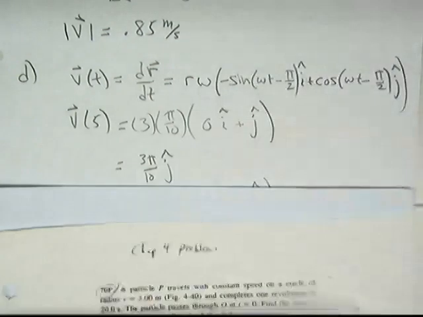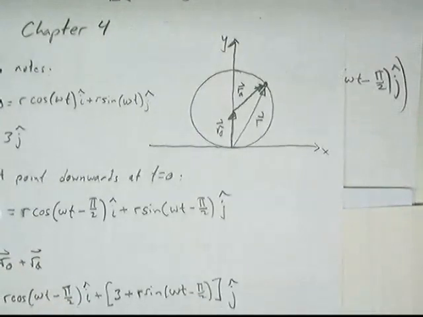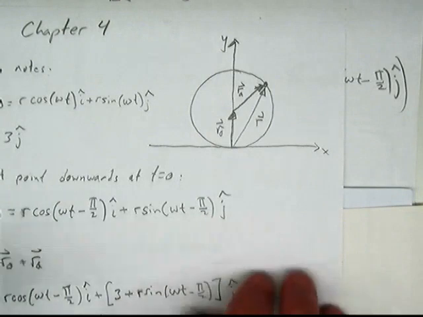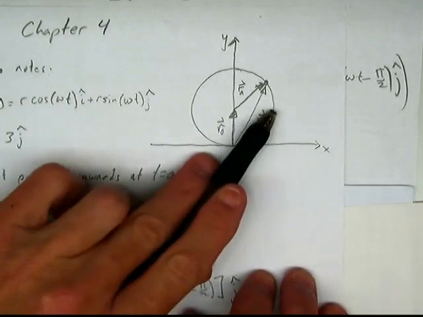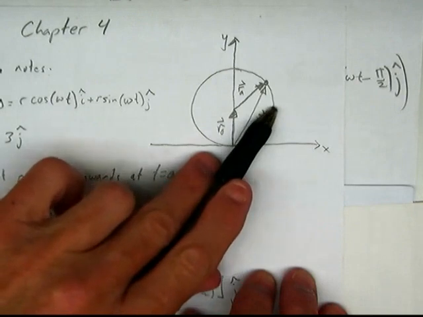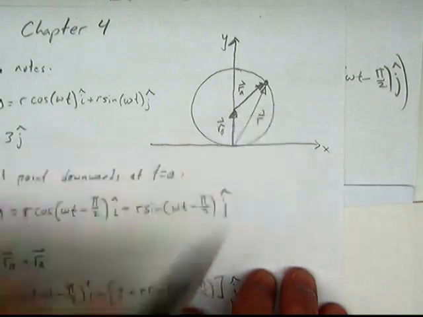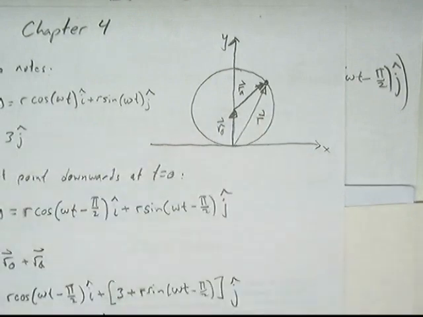I'm going to put the drawing back up here. Where is this guy at 5 seconds again? Here's t equals 0, 20-second period. 5 seconds will be over here. Okay, where's the velocity vector pointing? It's got to be tangent to the circle, and if this guy's going counterclockwise, what direction is that velocity vector got to be pointing? Yeah, it's got to be perpendicular to the position, which is upwards, right?